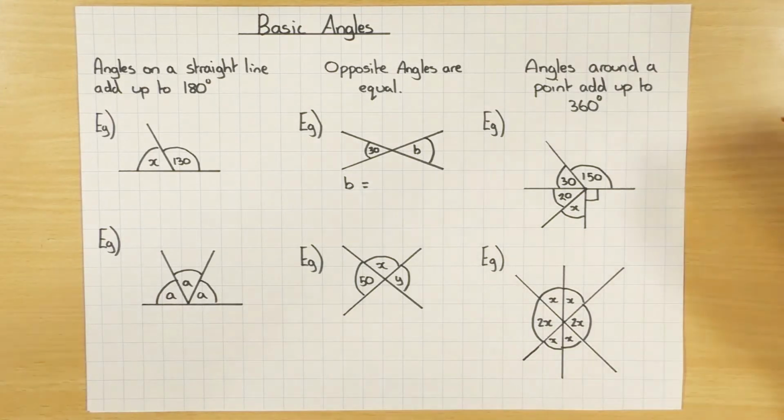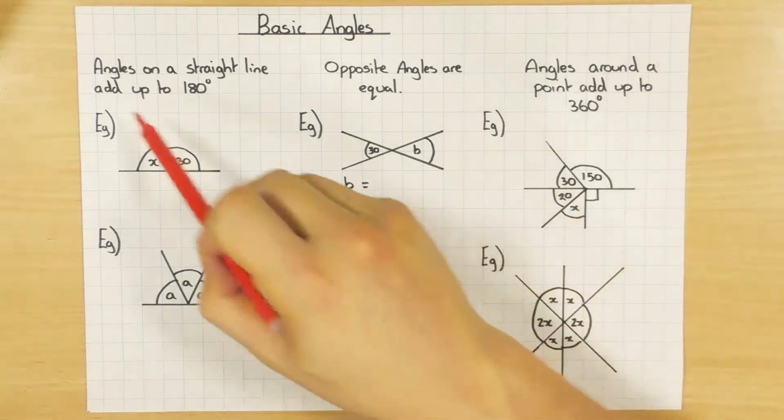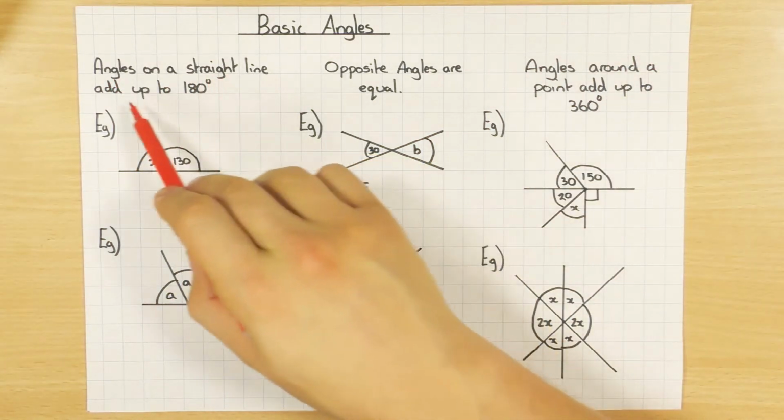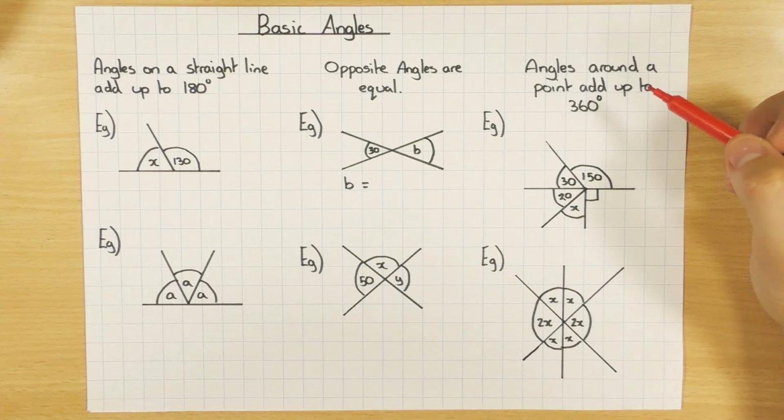Hi guys, in this video we're going to have a look at some basic angle rules. This is just a quick reminder of some of the basic rules. The first one we're going to have a look at, on the left hand side here, is angles on a straight line add up to 180 degrees.